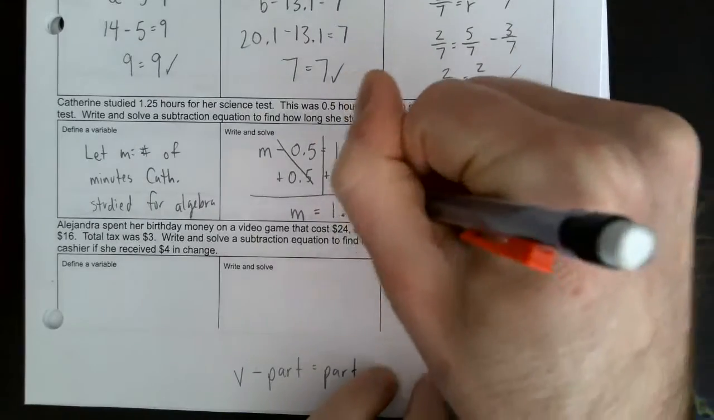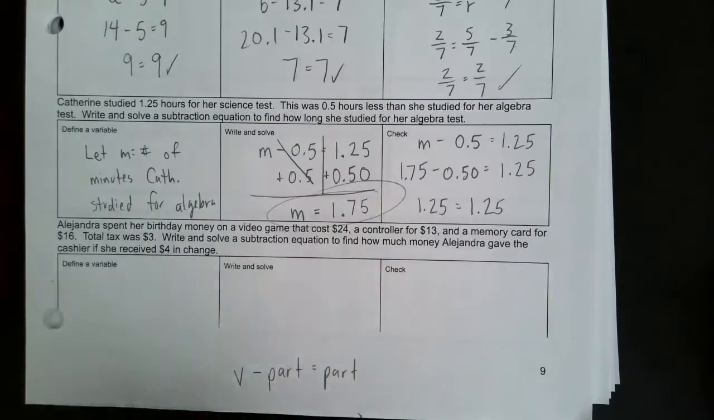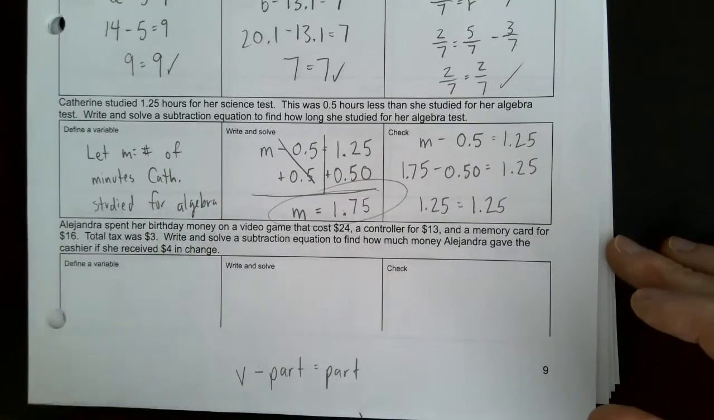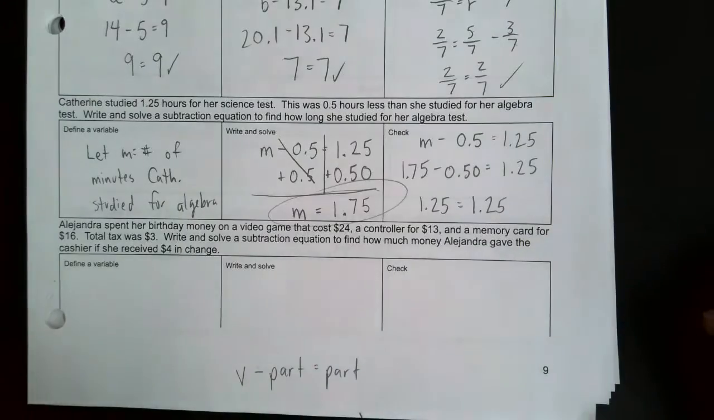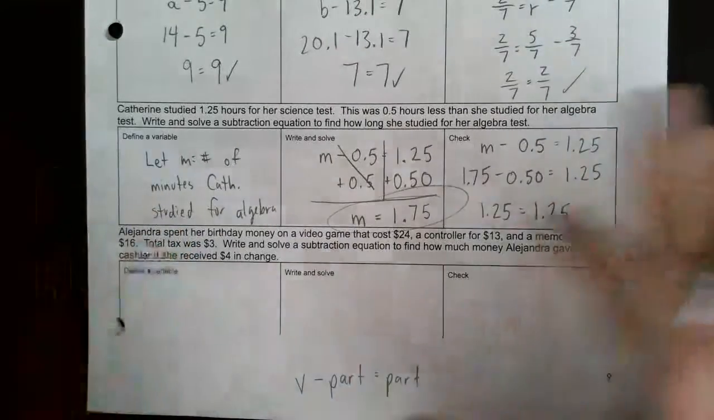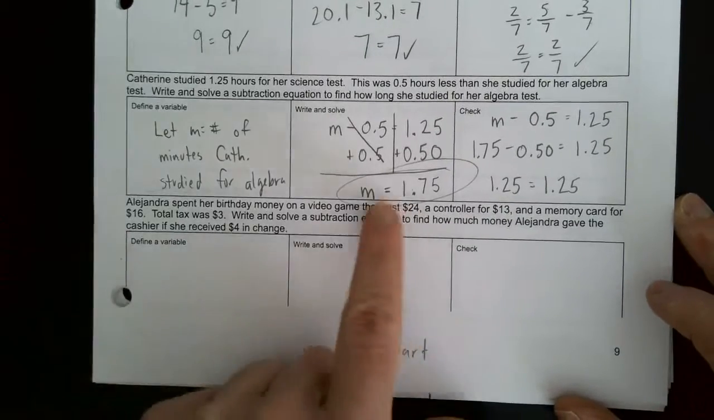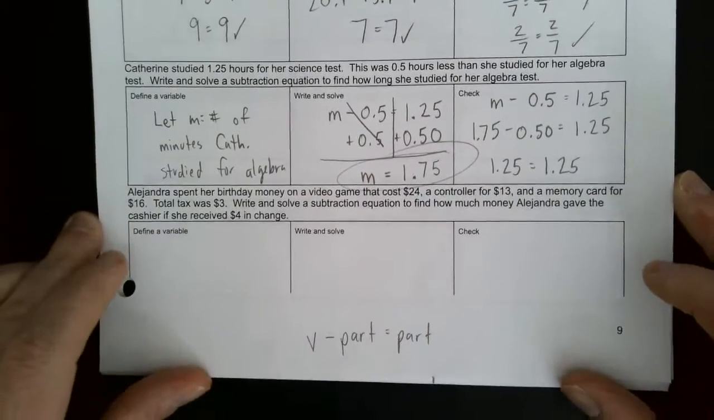Now, the answer would be she studied for the algebra test for 1 75/100 hours. I wish there was room to write that answer. There will be on the next one, but for now, we just have to leave it like that because there's not really any room here. I apologize for not writing the rest of the answer. But that's our solution here. That's how long she studied for the algebra test.